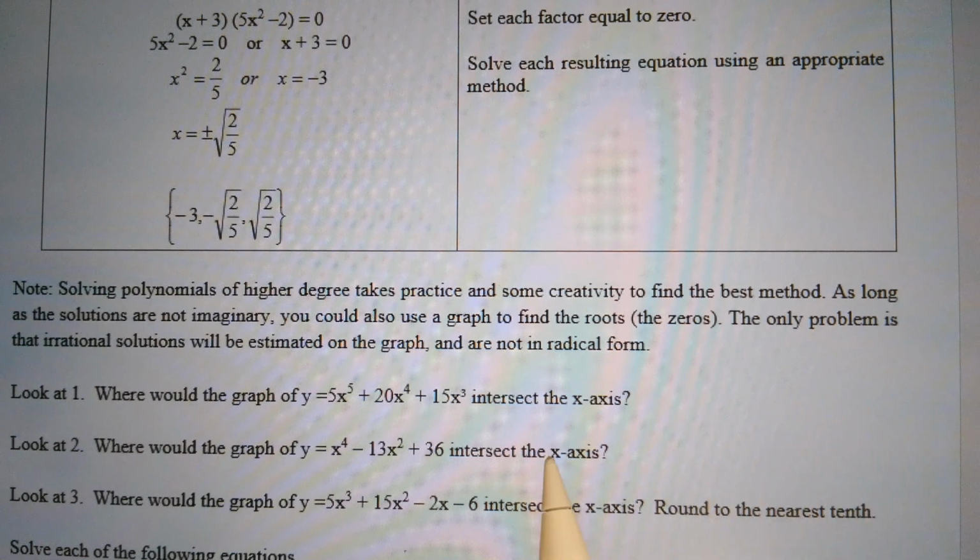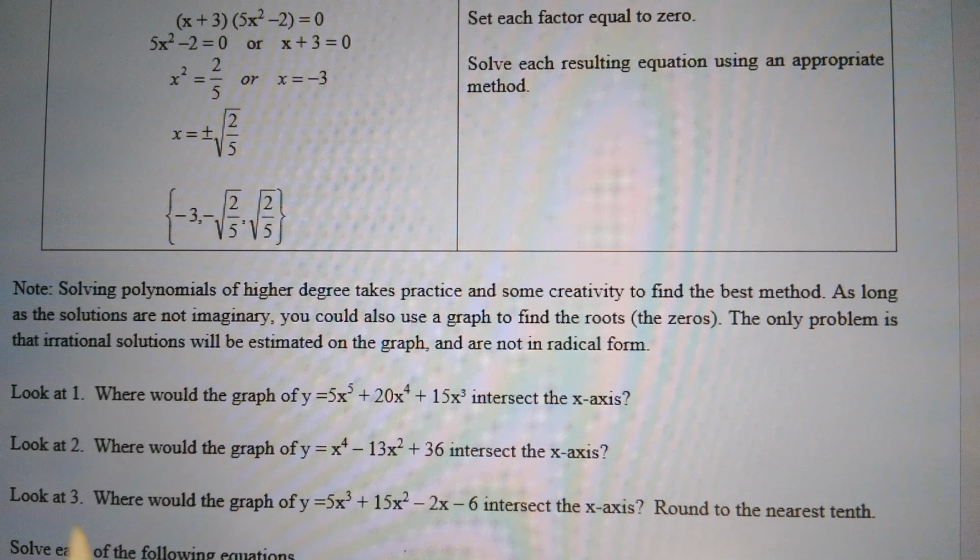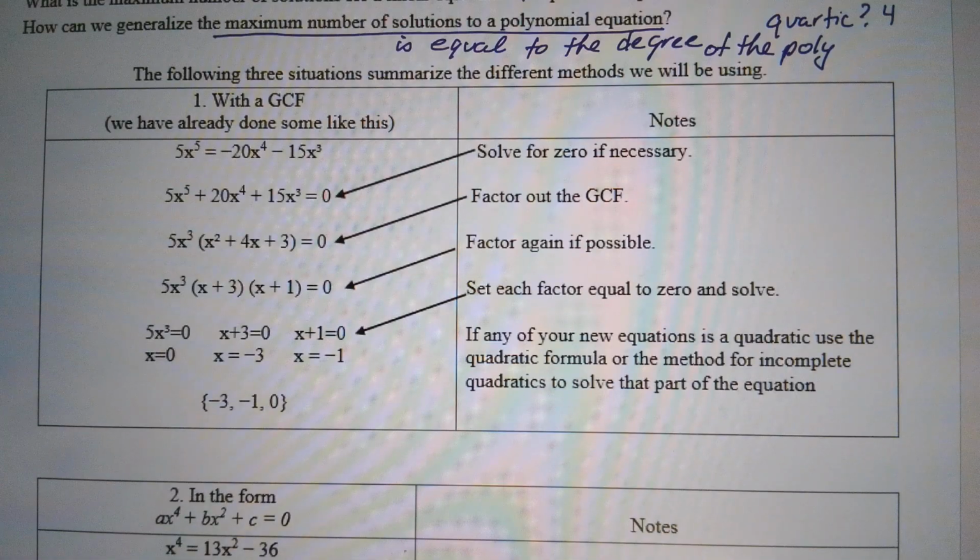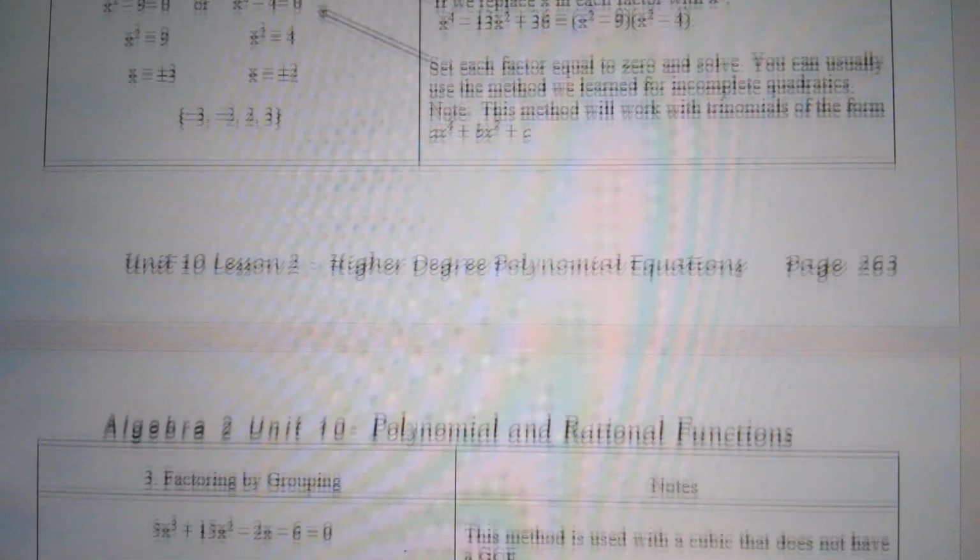They can always be checked on a graph as long as the solutions are not imaginary, or if you have irrational solutions, then we would simply have to look at a rounded value of the decimal. Look at 1. Where would the graph of y equals 5x to the 5th plus 20x to the 4th plus 14x to the 3rd intersect the x-axis? Well, if we go back and look at number 1, it would intersect the x-axis at -3, -1, and 0.